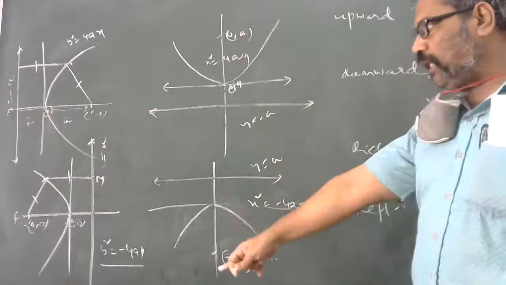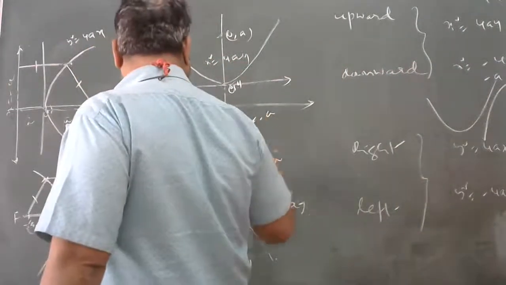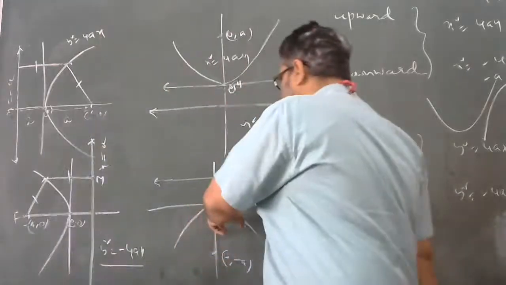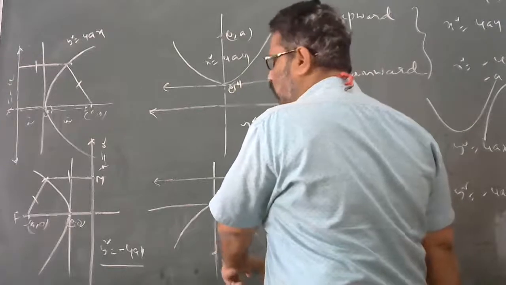We have got different cases. Here x is equal to minus a, and here x is equal to a. Here y is equal to minus a, and y is equal to a. And the center point is always the same. This is called the vertex. The equation changes, the focus changes.